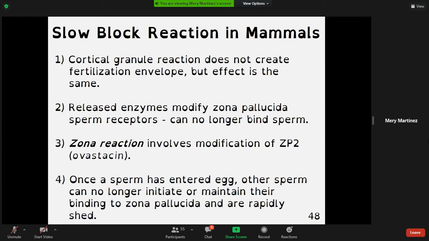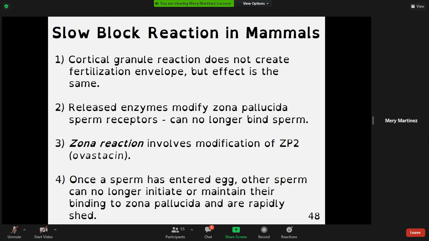Now, same aspect as we saw in sea urchin, we need to try to avoid polyspermy. We know the consequences. So we have a similar slow block reaction as we saw in sea urchin, but in mammals, the cortical granule reaction does not create a fertilization envelope. So that's one of the main points. But the ultimate effect is about the same, okay? So we're going to have a release of enzymes that modify the zona pellucida, the sperm receptors, and then they can no longer bind more sperm, okay?